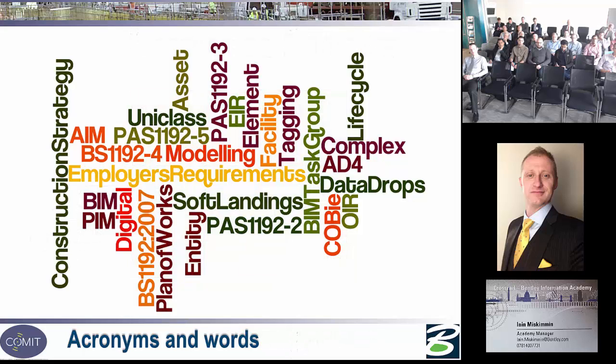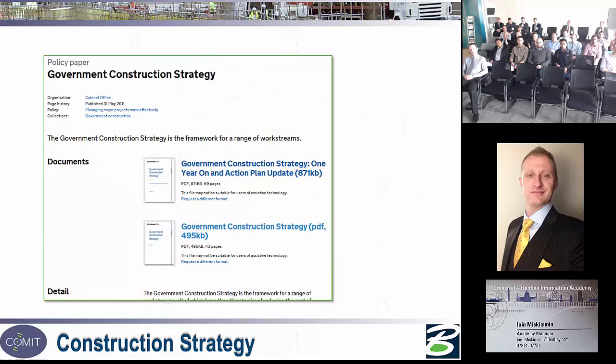So when you type in BIM into Google, what do you get? You get lots of things. You get an awful lot of answers, and most of them contain some of these words, whether it's entities, elements, BIM, PIM, aims, data drops, complexes, facilities, Uniclass, COBie, whatever it might be. So I took a poll of all the words and said, right, we need to explain all these things and show you how they all link together. But let's start right at the very, very beginning.